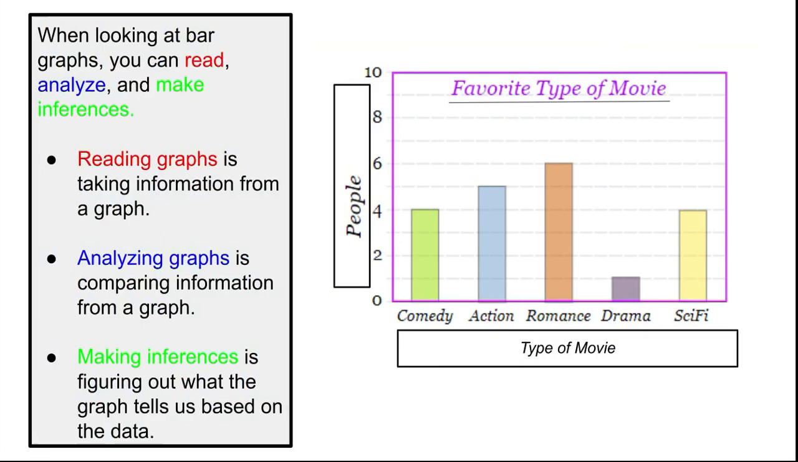Making inferences is figuring out what the graph tells us based on the data. If I wanted to invite my friends over for a movie, I can infer that they would prefer to watch a romance based on the data from this graph.